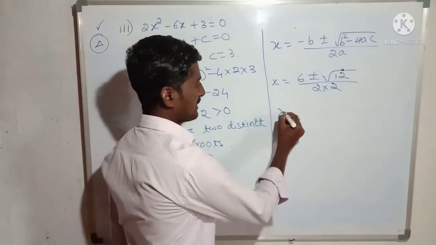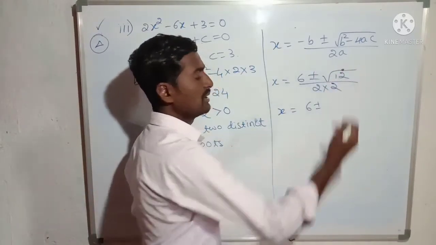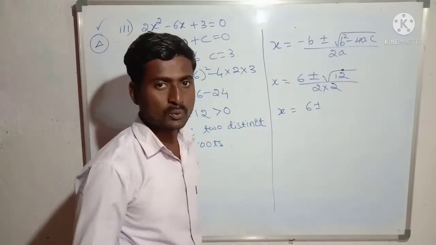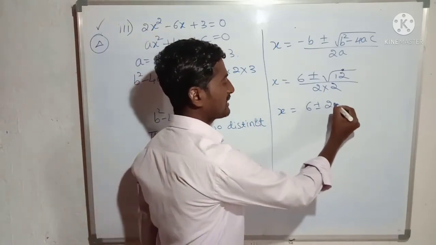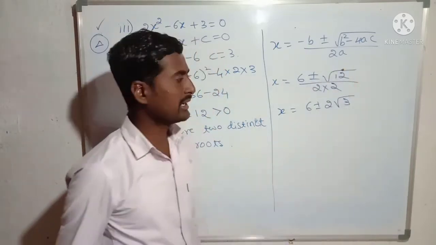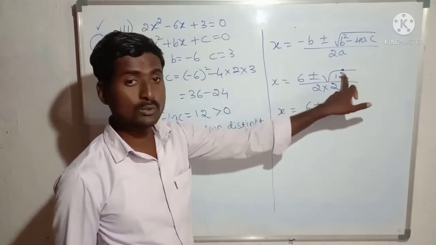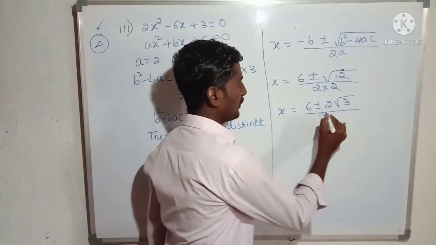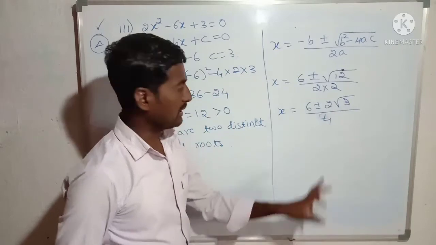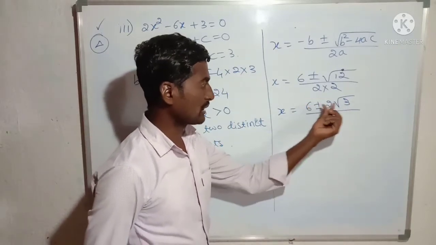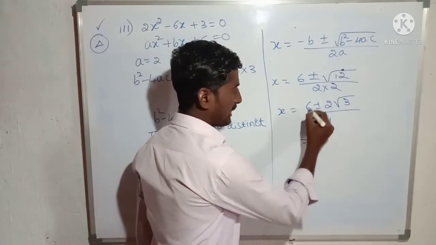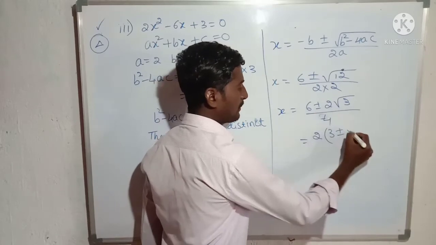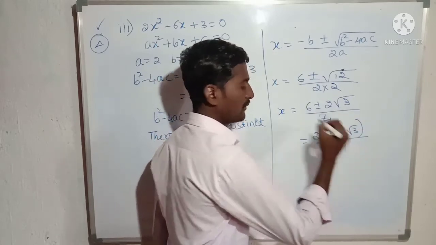One more, x is equal to 6 plus or minus square root of 12. 4 3s are 12, so square root of 12 is root 4 into 3, that I can write as 2 root 3. Square root of 4 is 2 into root 3, divided by 2 into 2, that is 4. Now we can take this as one term and this as another term. In these two terms I can take 2 common. Inside, 3 plus or minus root 3, with 2 taken outside, divided by 4.